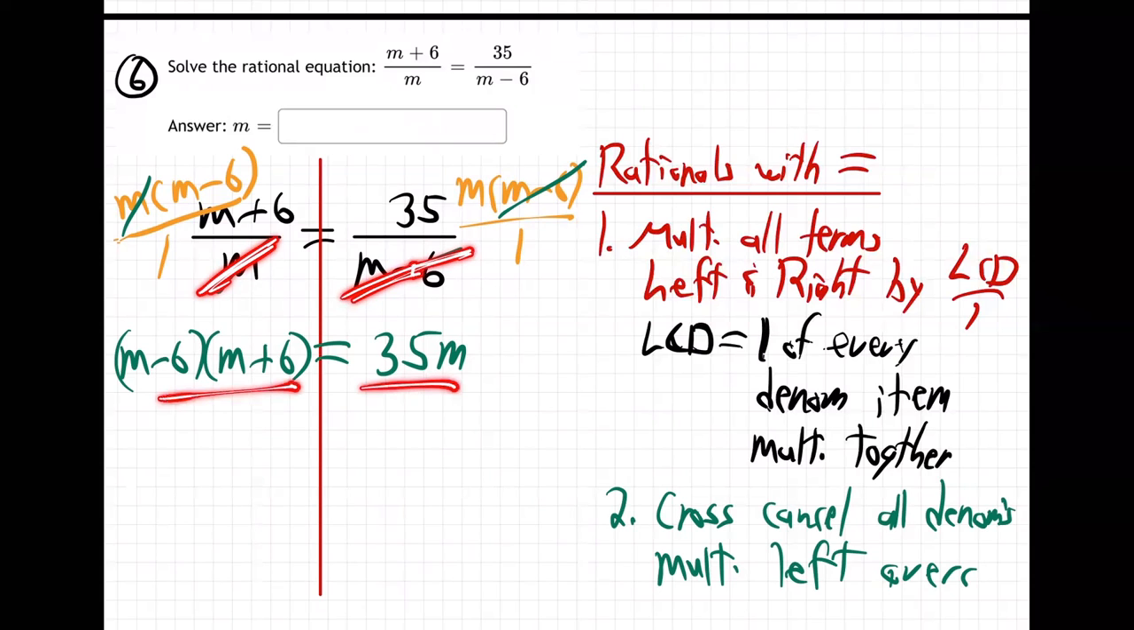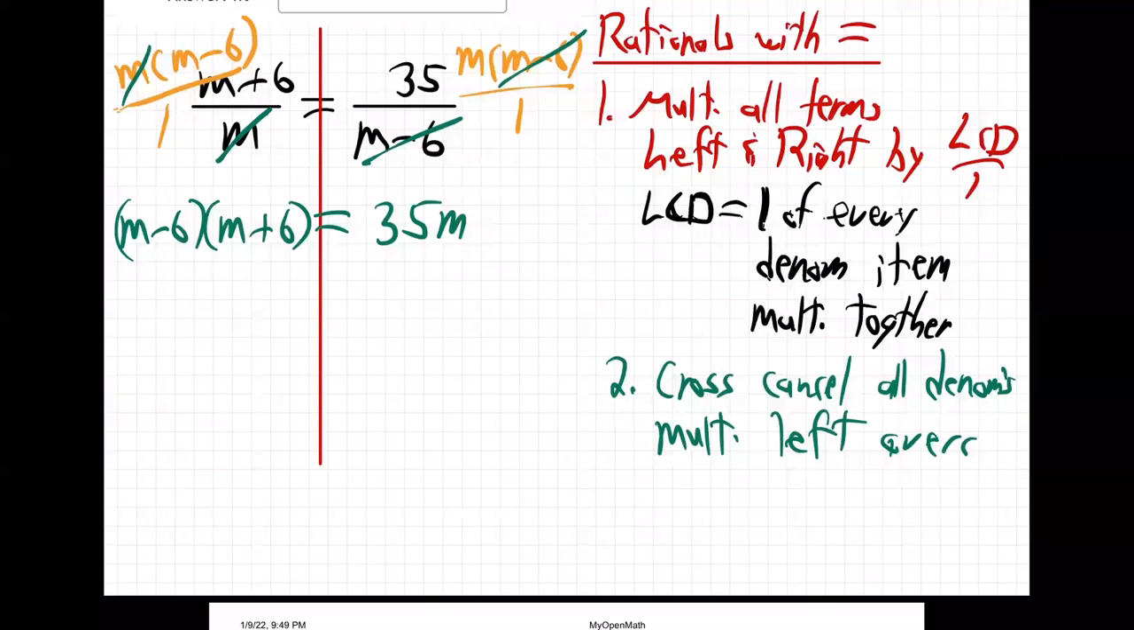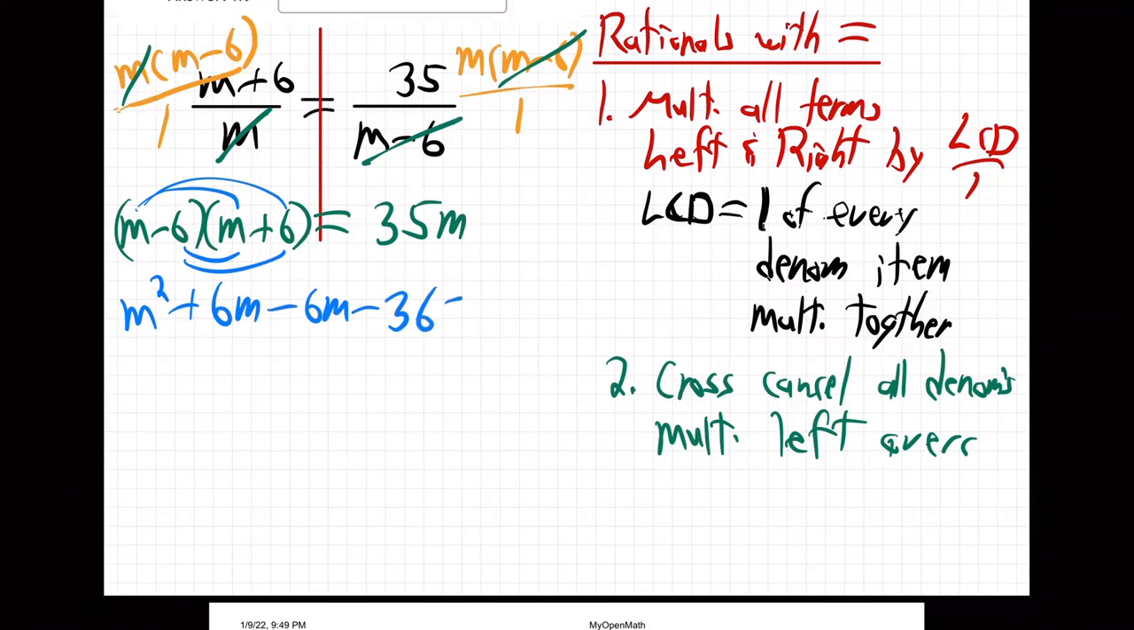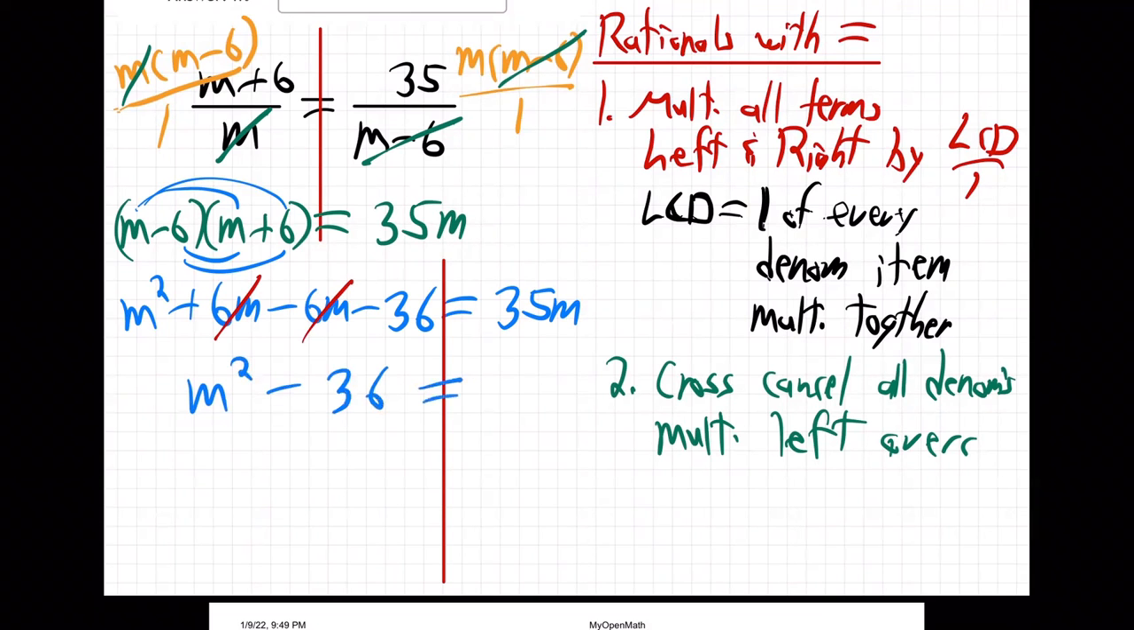And then you multiply what's left over in the tops. And so now I need to actually multiply this. I'm going to go boom, boom. So what are we going to get here? M squared plus 6M, and then boom, boom. Minus 6M minus 36 equals 35M. Just making sense. See that? And then these guys are going to cancel, and we get M squared minus 36 equals 35M.